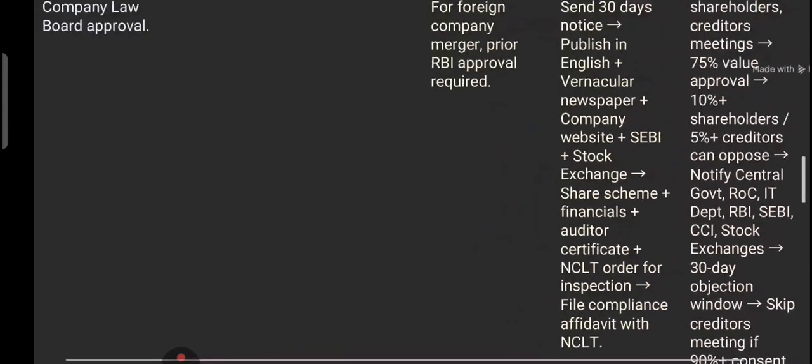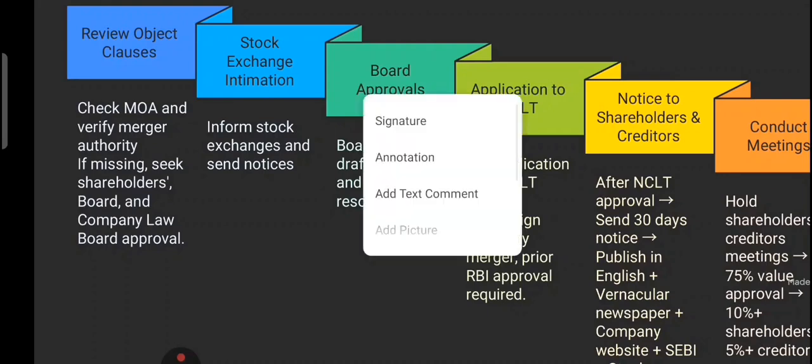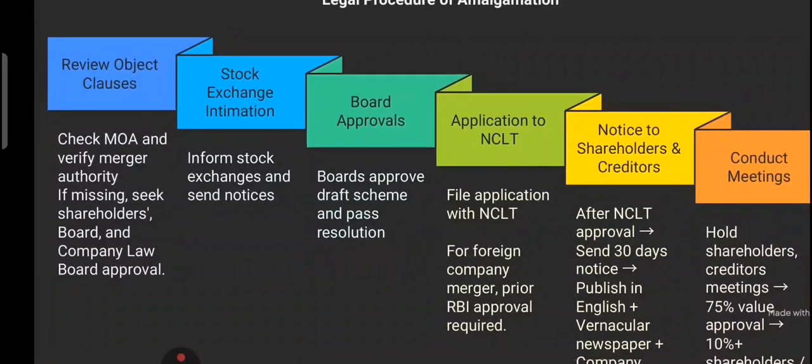So this is the legal framework. Sometimes the question is asked: suppose a foreign company wants to merge, whether RBI approval is required or not. So it is required, right? In which case is board approval required, right? So what should be checked? MOA should be checked, AOA should be checked.